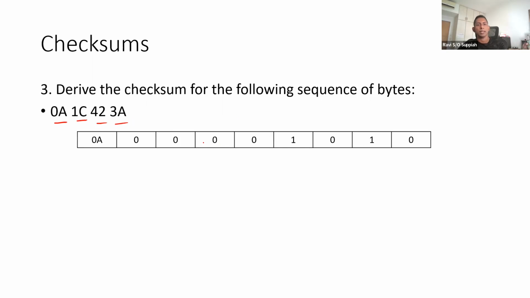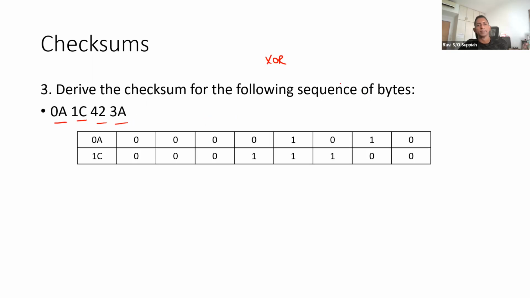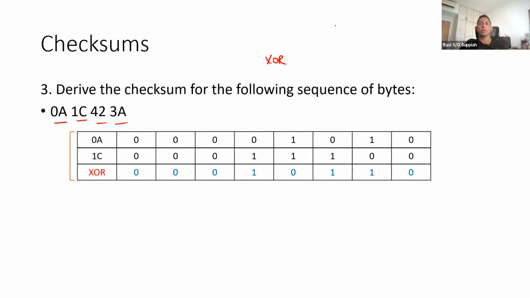The whole idea of checksum is you do what we call the exclusive OR operation. If you're not sure what is exclusive OR, it's very simple. For 2 bits, as long as the inputs are different, the output is 1. If they are the same, the output is 0. So that is the exclusive OR operation. We perform the exclusive OR operation byte by byte. So the first 0A and 1C, I do exclusive OR, then I get a first result.